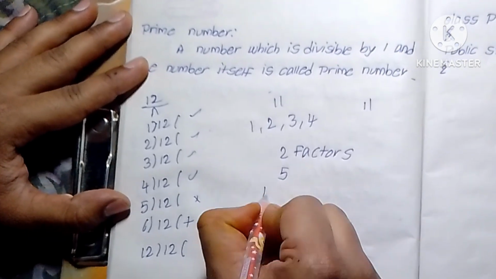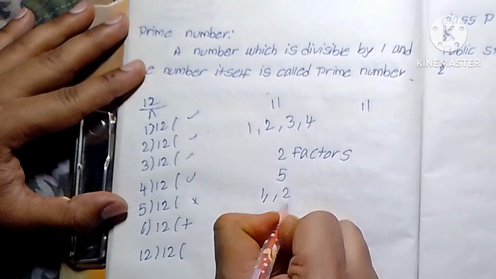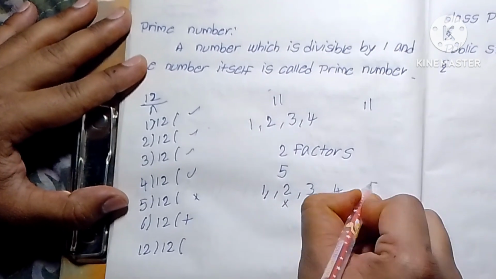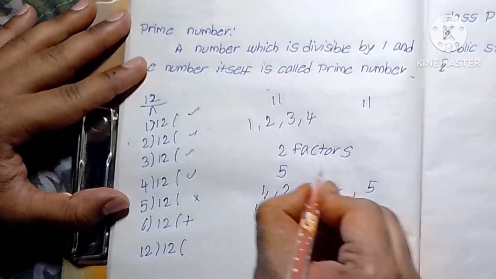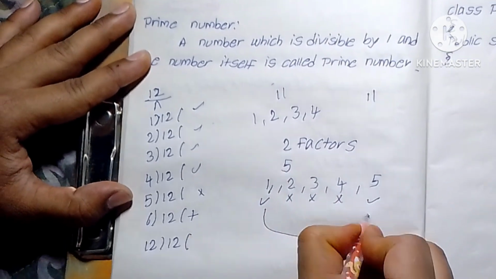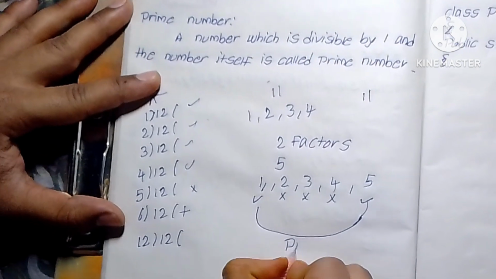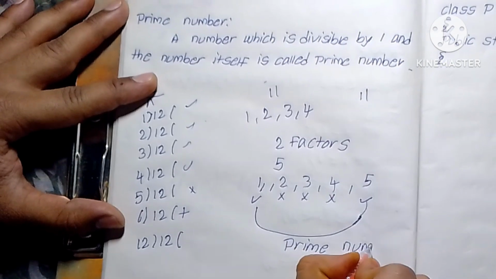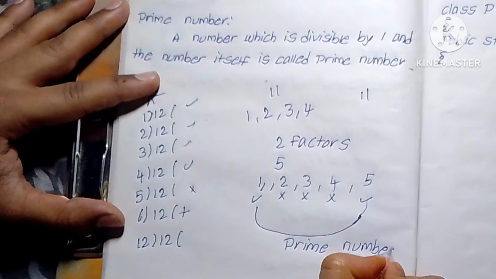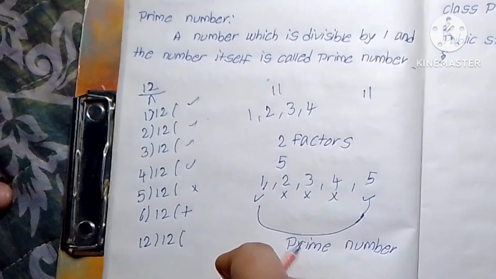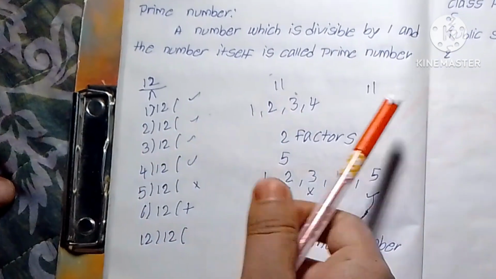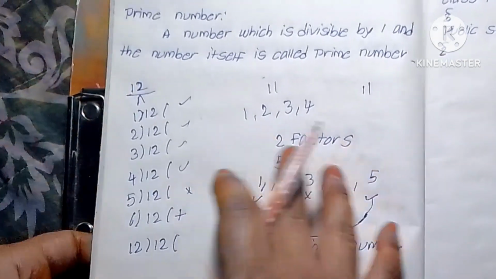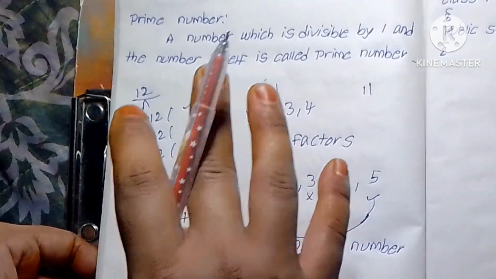If I go through 5, 5 is divisible by 1, 5 is not divisible by 2, 5 is not divisible by 3, sorry, 5 is not divisible by 4, but 5 is divisible by 5. It means 5 has only two factors, 1 and 5. Then 5 is a prime number. A number which has only two factors, one factor is 1 and the second factor is the number itself, then it is a prime number. This is how we know the prime number.